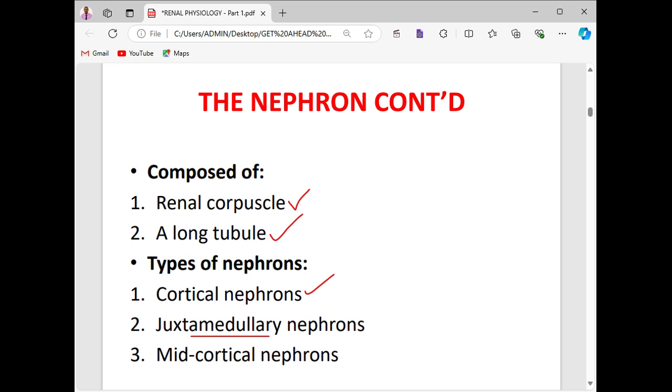By the way, when we talk about regional differences in the kidney, we have the renal cortex, which is just the outer portion and contains the renal corpuscles. And then we also have the renal medulla, which is just the inner portion.